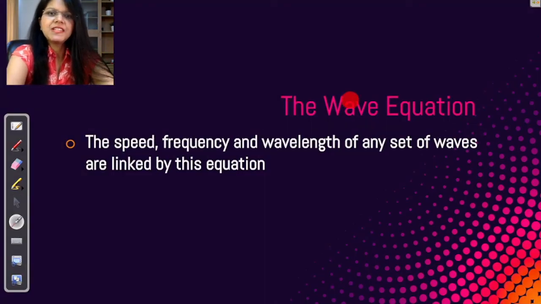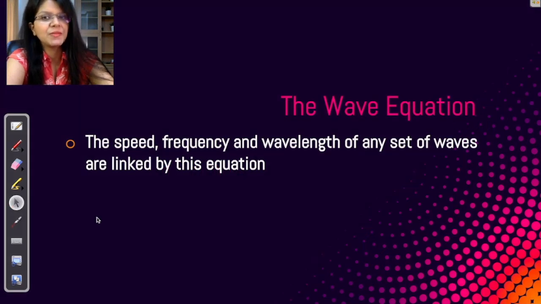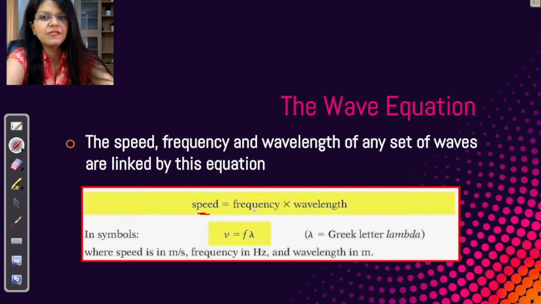So the wave equation, what is the wave equation? It is simple. It is an equation which links the speed of the wave, the frequency of the wave, and the wavelength of the wave. So let me read this point. The speed, the frequency, and the wavelength of any set of waves are linked by this equation. So you need to remember this equation. Speed is equal to frequency times the wavelength.